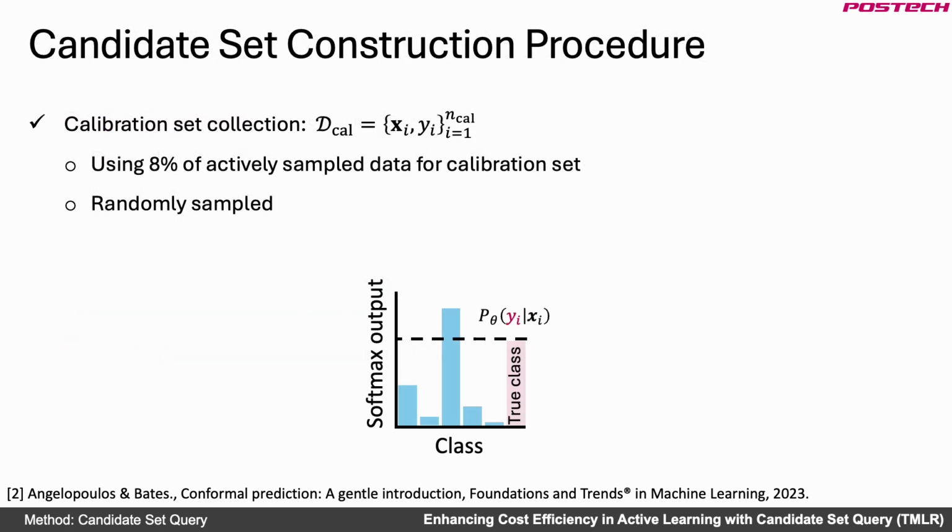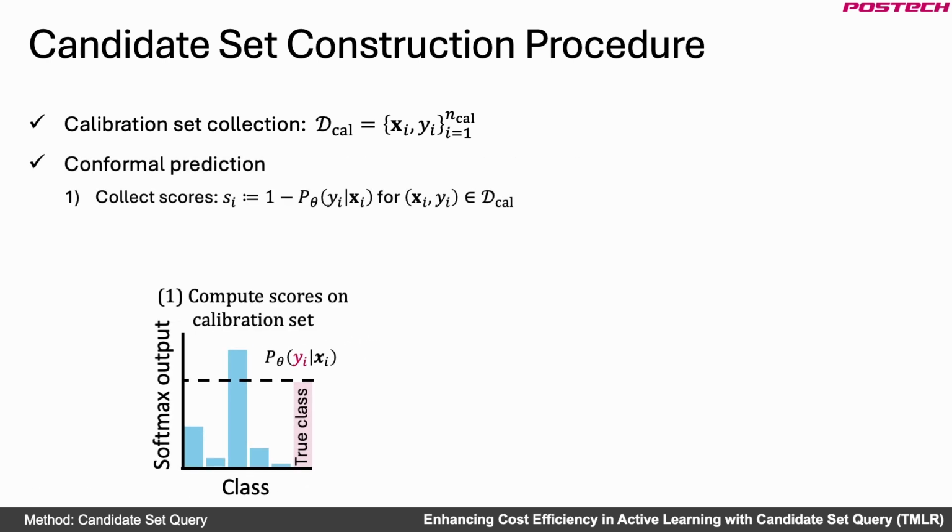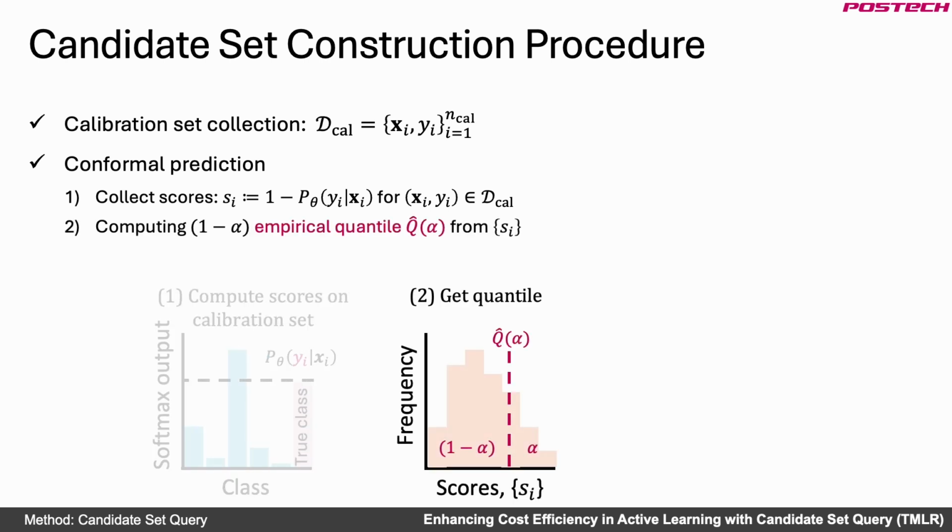Here's how candidate sets are constructed. First, we collect a labeled calibration set. We randomly select about 8% of actively sampled data for this purpose. Using model predictions, we compute conformal scores defined as 1 minus the predicted probability of the ground truth label. From these scores, we obtain the empirical quantile Q hat of alpha.